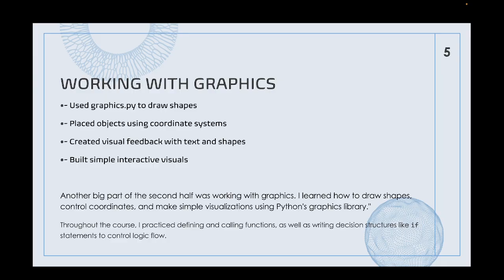Working with graphics. We used graphics.py to draw shapes, placed objects using coordinate systems, created visual feedback with text and shapes, and also built simple interactive visuals. This was another big part of the second half, working with graphics. I learned how to draw shapes, control coordinates, and make simple visualizations with the Python graphics library. Throughout the course, I also practiced defining and calling functions as well as writing decision structures like if statements to control the logical flow.